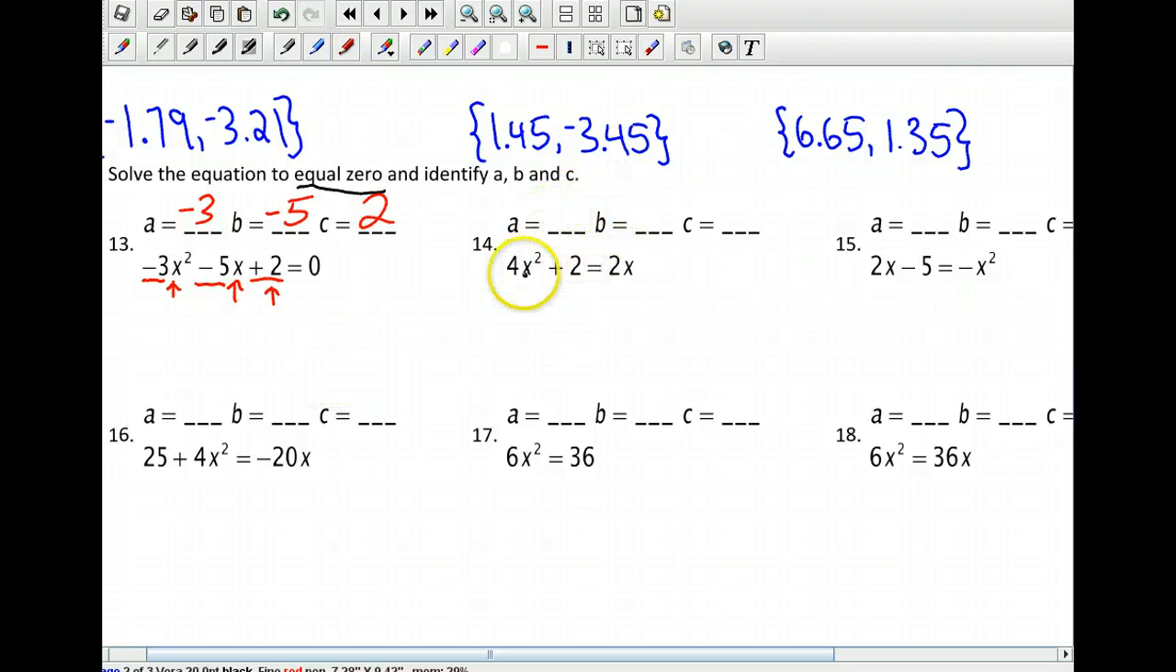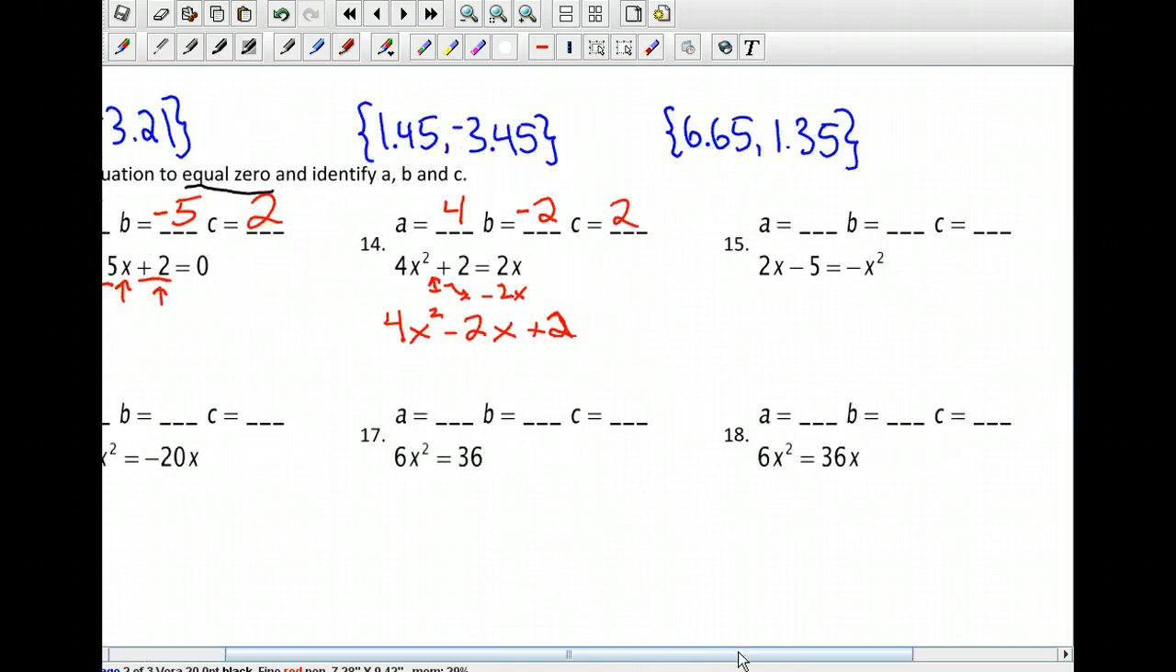So at number 14, we have A is equal to what? 4. 4 is in front of the square term. B is equal to? -2. Yes, this is not equal to 0, so you need to subtract 2x on both sides. And notice how we do put it right here. So we have 4x squared, then minus 2x, then plus 2. So C is equal to 2.